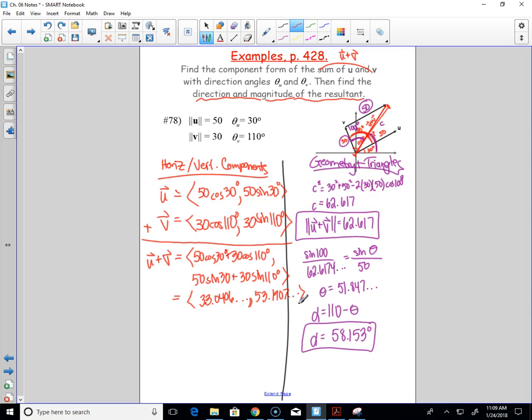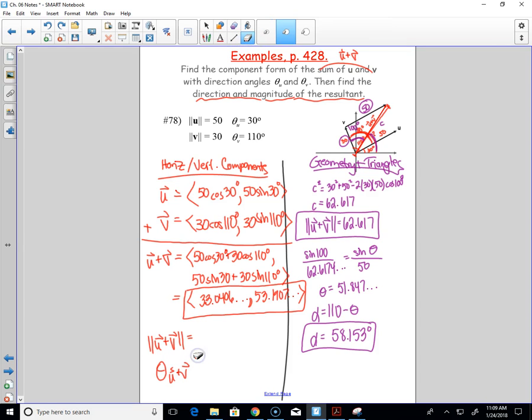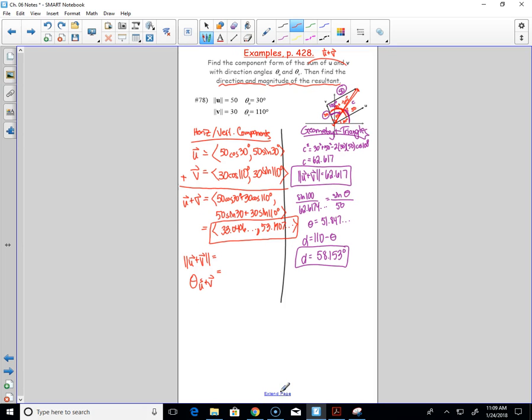But wait a minute, that wasn't the end. We did use component form and we did find the sum, and that is true, but they want us to use that sum to figure out the magnitude, right? And the direction. How do we find magnitude if we're given A and B of the resultant? How do I find magnitude given A and B?